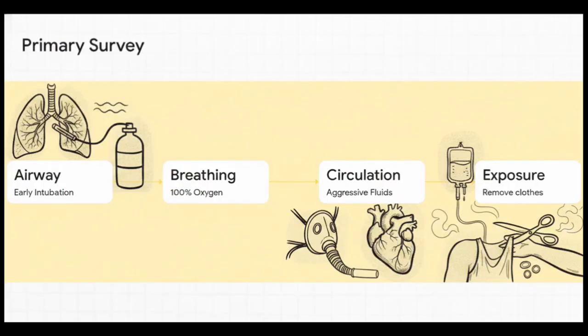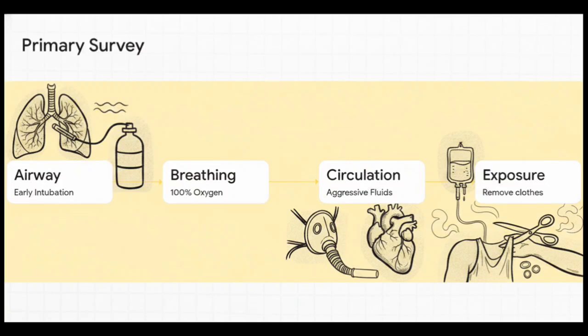Our primary survey priorities follow the classic ABCs. Step 1, airway. You want a super low threshold for early intubation here. Step 2 is breathing. Hit them with 100% oxygen right away. Step 3, circulation, meaning aggressive fluid resuscitation. And step 4 is exposure. You've got to stop the burning process literally immediately.